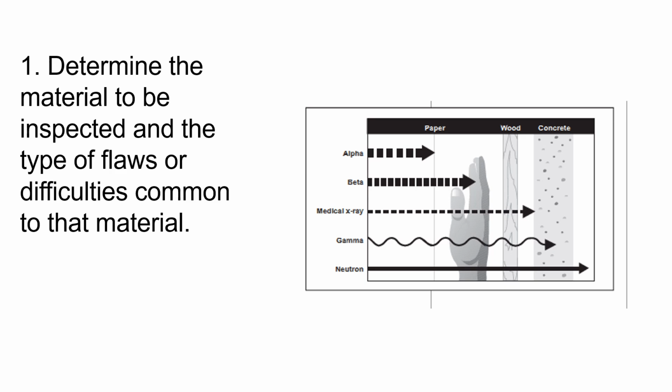Okay, so we're going to have to determine the material to be inspected and the types of flaws or the common difficulties that are associated with that material. What are we inspecting? Ceramics, glass, steel, aluminum, some kind of composite material? What are we looking at? That's one of the things we need to understand first: what is the material that we're inspecting and the type of flaws that we could possibly encounter with that material?